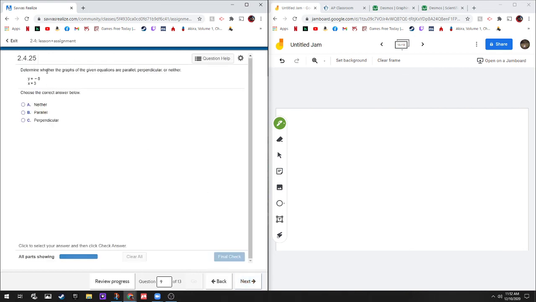Number 9. Determine whether the graphs are parallel, perpendicular, neither. Oh, well, one's y equals -8. So remember, y equals -8 goes like this, right? So it's a y equals line. Then x equals 3 goes like this. So perpendicular.